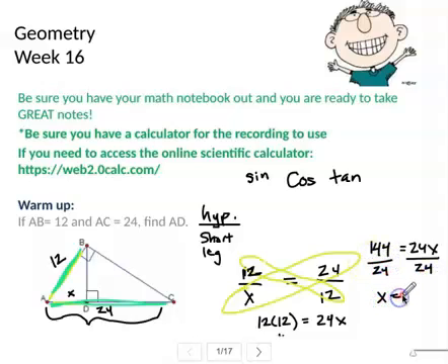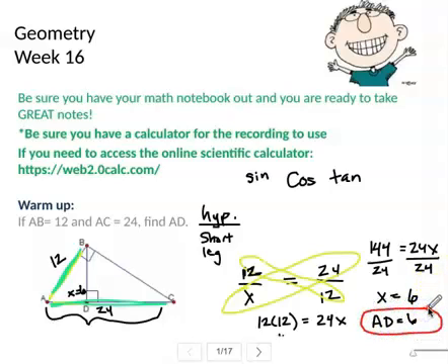So x is going to equal 144 divided by 24. And I get 6. So the length from A to D is going to be equal to 6. Since x represents the length from A to D, we can say that AD equals 6. And that is my final answer.